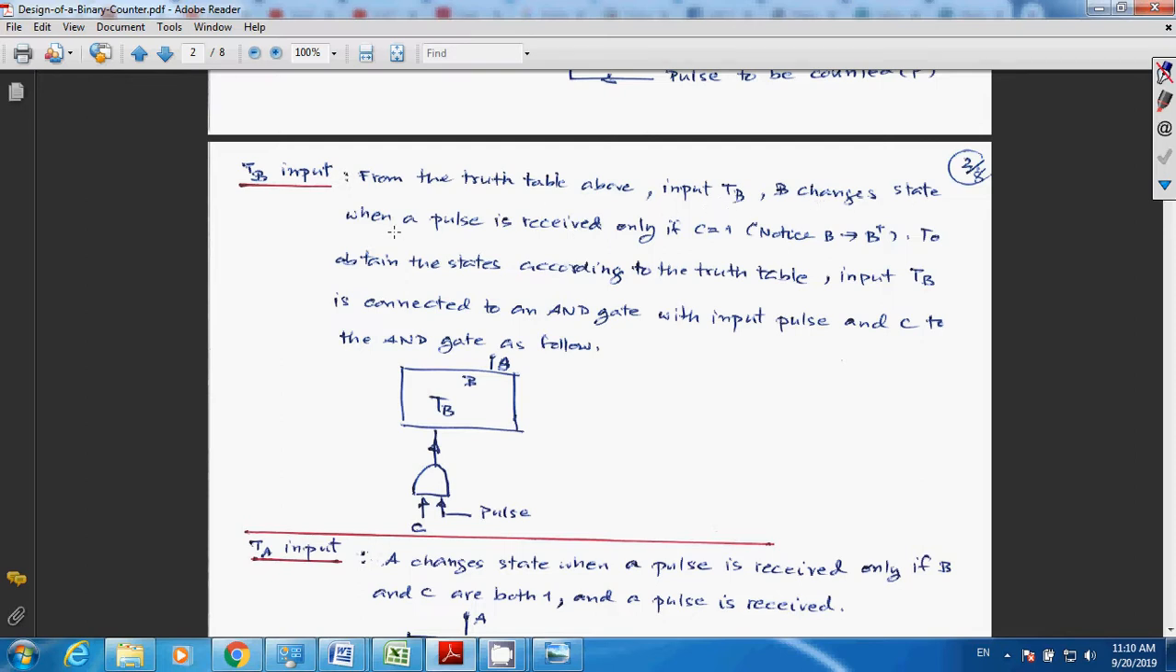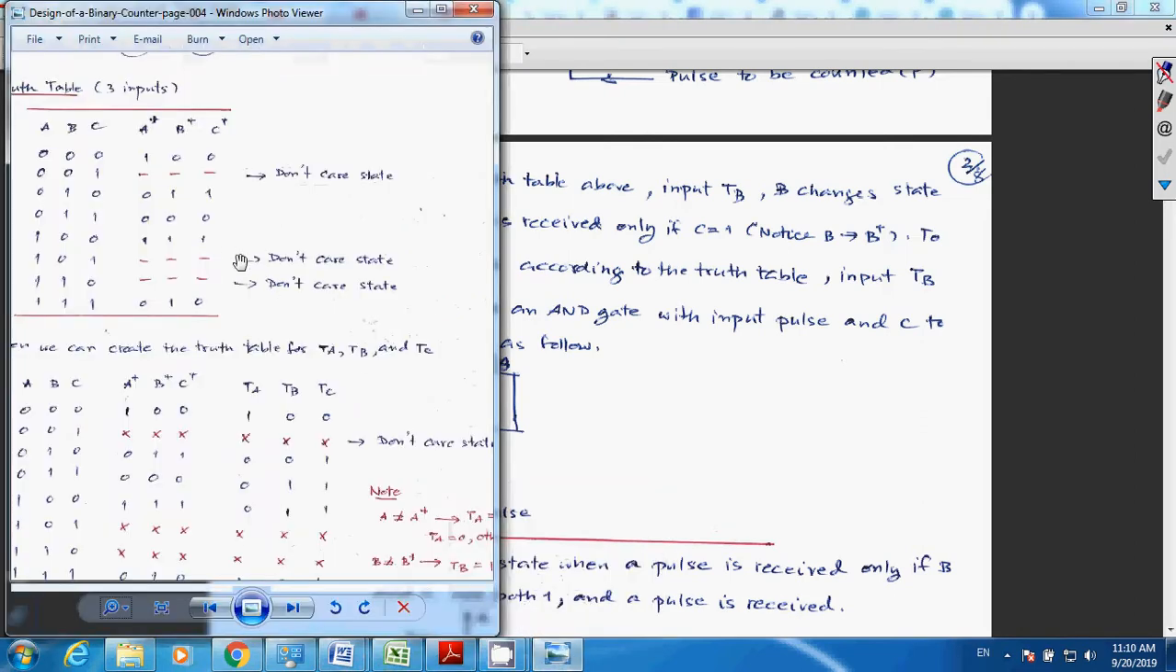What we see is that the power is received only if C equals 1. Notice the present state turns out to be the next state, and you have to design your input of TB according to the truth table. Sorry, let's get back to the truth table again.